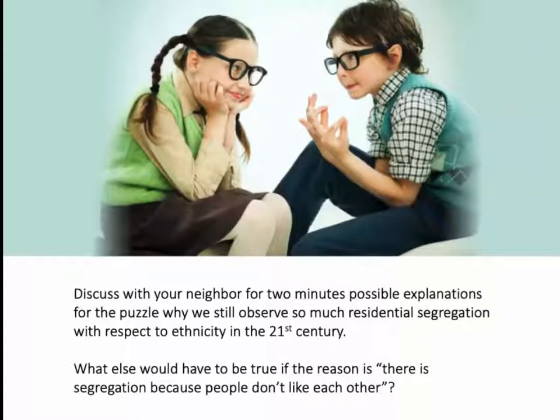Next question I want you to discuss a little bit is what else would have to be true if the reason for segregation is that people don't like each other. That's the kind of way you have to think. Also, this whole Elster model is like, if something would be true, what else would have to be true, right? So think about these two questions for a little bit, and then we follow up on it. Yeah. So 2 minutes. Go.